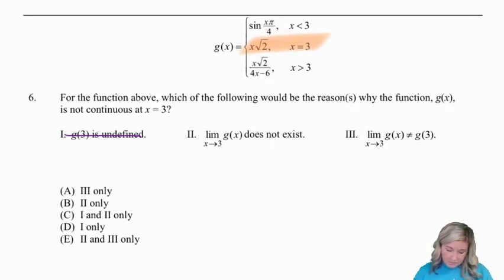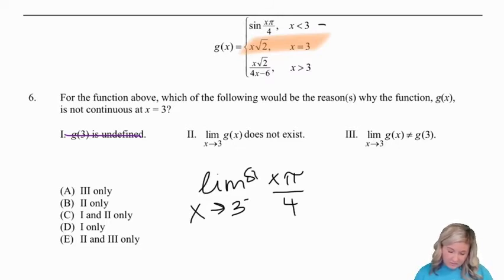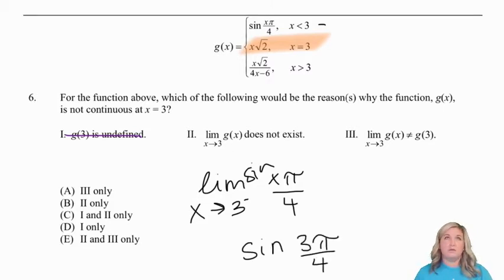So I need to make sure that the limit as x approaches 3 from the left, which is going to be in this function here, the sine of x pi over 4, so that's going to be the sine of 3 pi over 4, which is going to be the square root of 2 over 2. So that is where the limit of g of x is.